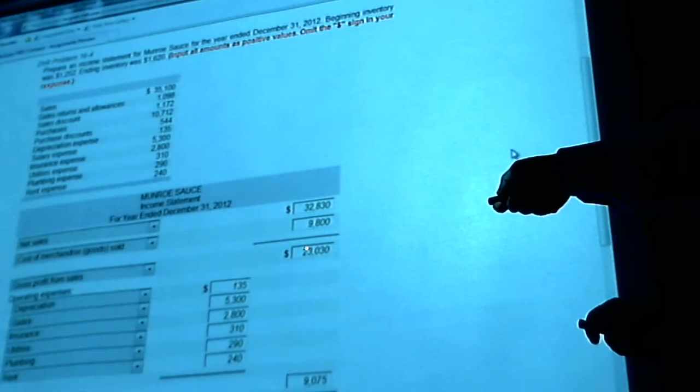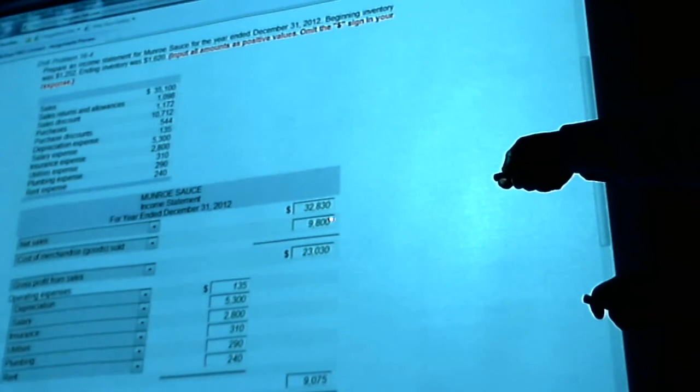Gross profit? Okay, here's gross profit. Very simple. Net sales minus cost of goods sold.